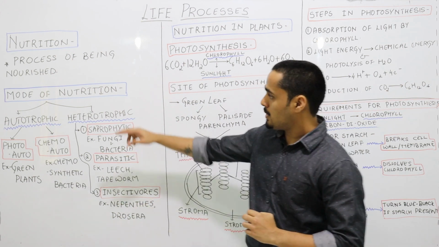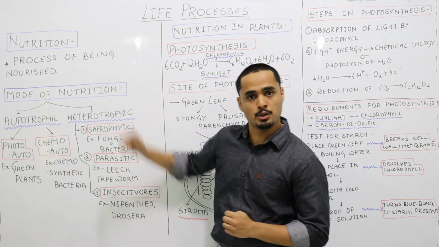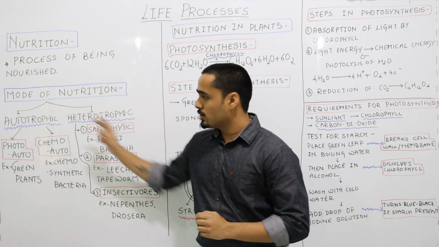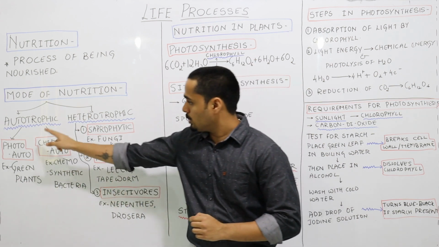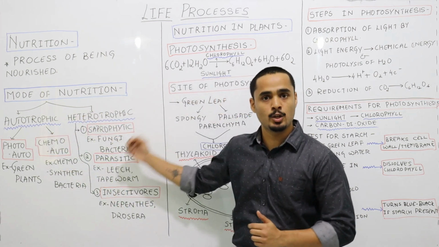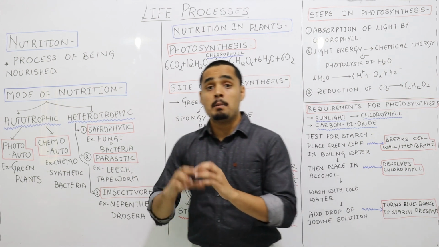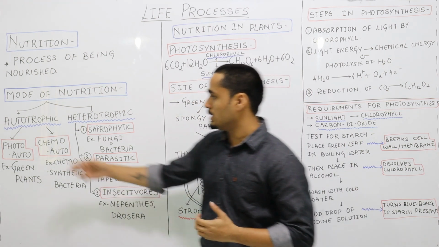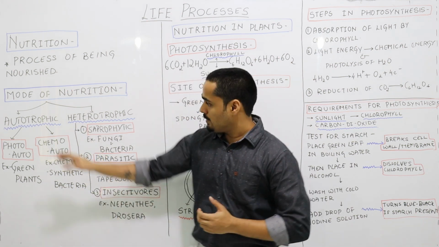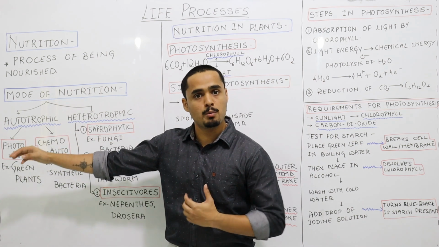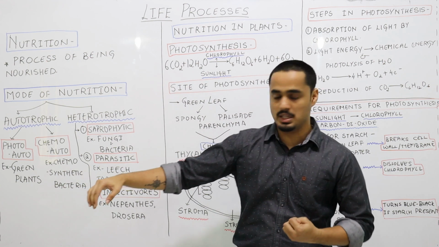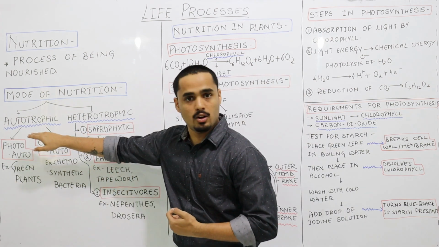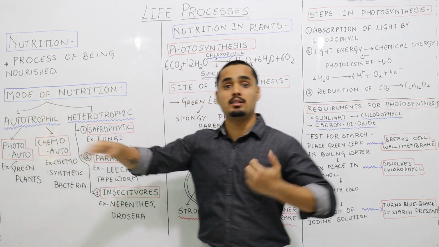Okay, so when we talk about types or modes of nutrition, there are two modes of nutrition, that is autotrophic nutrition and heterotrophic nutrition. Now biology becomes very simple when we just try to understand the meaning of the words. Okay, so when we say autotrophic, auto means self, trophic means nutrition. So these are the organisms which prepare their own food.